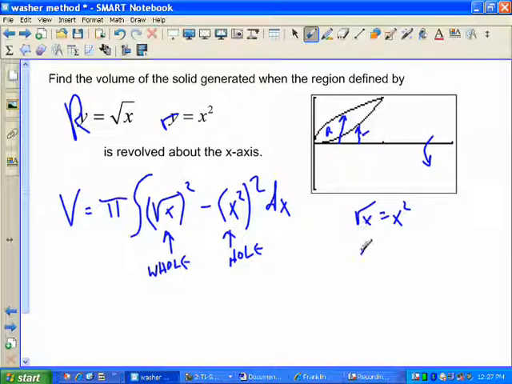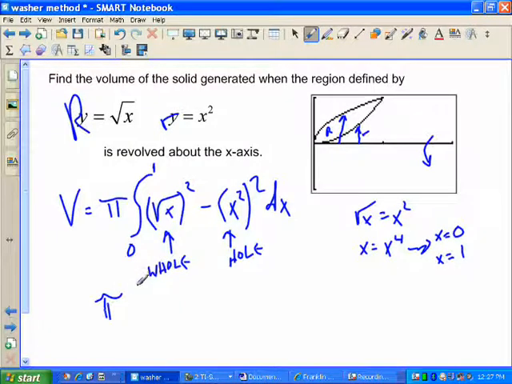If we square both sides, we get x equal to x to the fourth, and that happens when x equals 0 and when x equals 1. It turns out to be plus or minus 1, but we're not worried about that portion of the curve. So we're just going to integrate this thing from 0 to 1. Simple enough. Let's go a little further with this one.